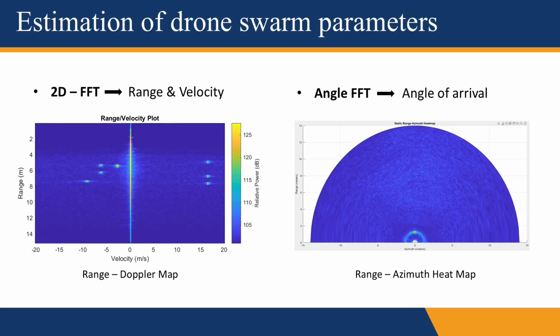To estimate the parameters of the drone swarm, we apply 2D fast Fourier transform to the radar data to extract range and velocity information. For estimating the angle of arrival of drones, we apply angle FFT across the virtual antenna arrays. As shown here, the range Doppler map accurately displays the range and velocity of the drones, while the range azimuth heat map clearly visualizes their directions of arrival.